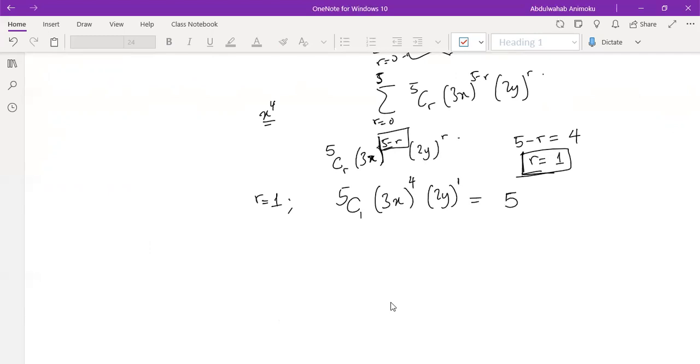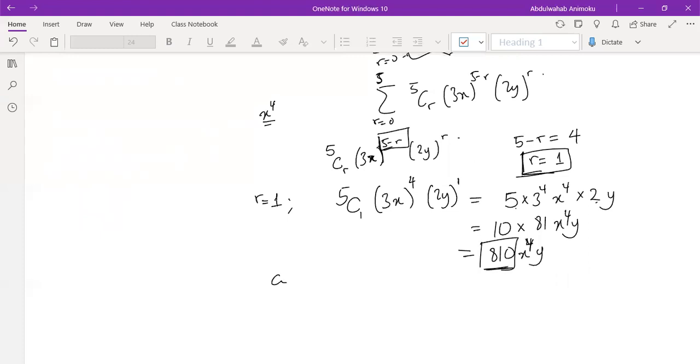Then expand this one, that is times 3 raised to power 4, x raised to power 4, times 2 times y. So what we'll have is 2 times 5 is 10, times this is 81, 3 raised to power 4 is 81, then x raised to power 4y. So 810 x raised to power 4y.